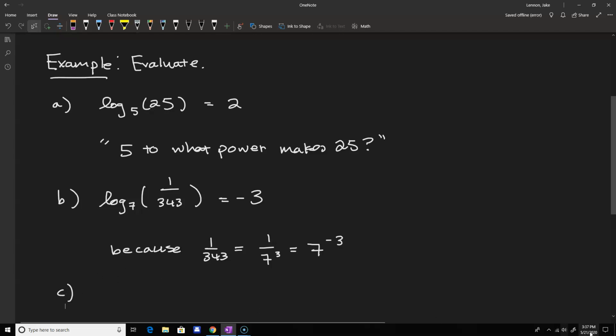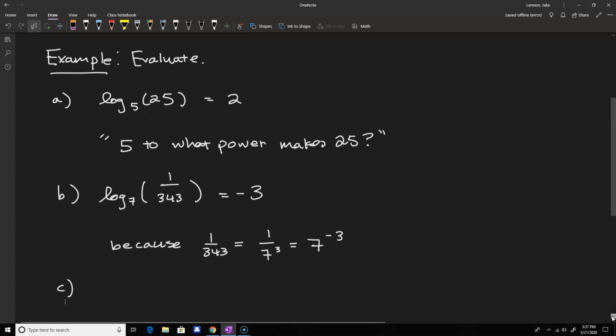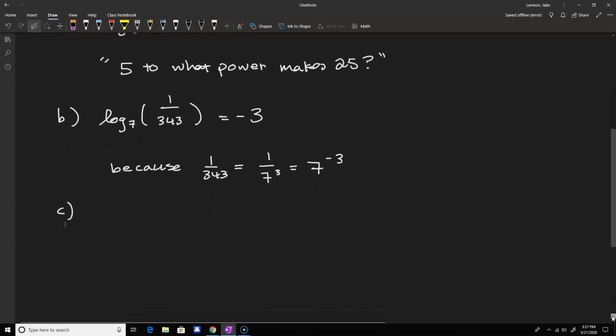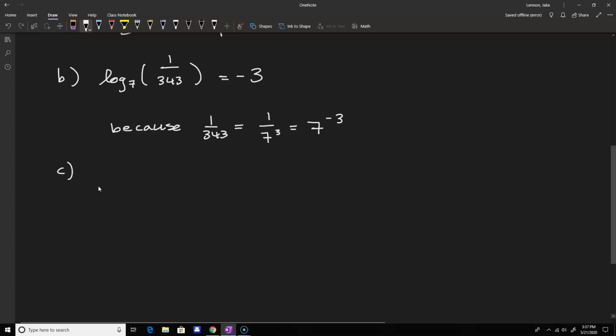If we look at another example, let's say the log base 8 of 1. Well, for this one, this is going to be equal to 0 because any non-zero number raised to the 0 power equals 1. In particular, 8 to the 0 power is equal to 1. So we're kind of just translating this logarithmic equation into the exponential equation that it corresponds to.